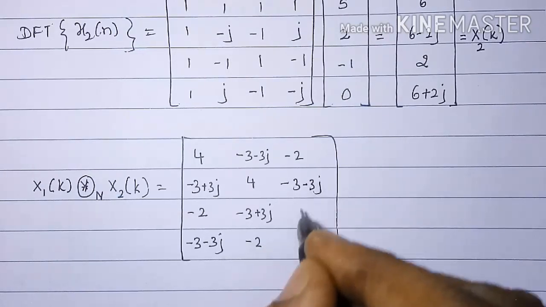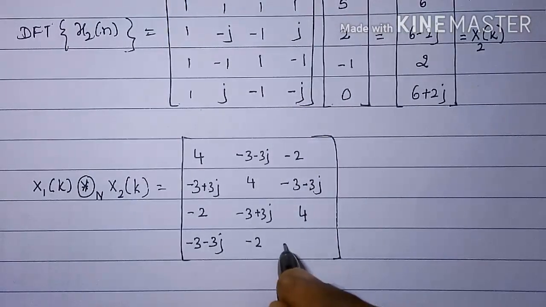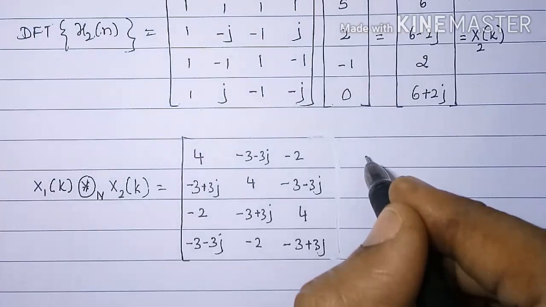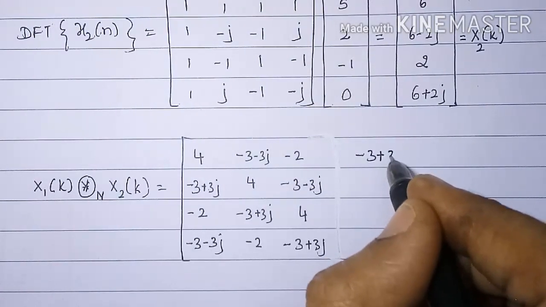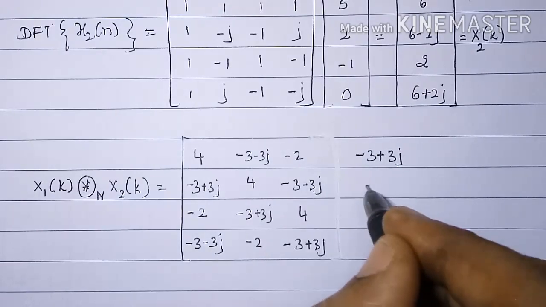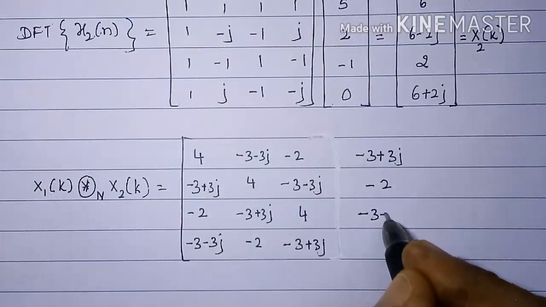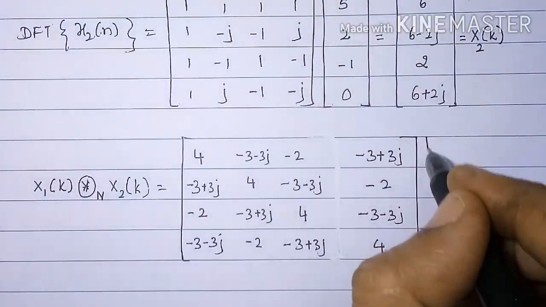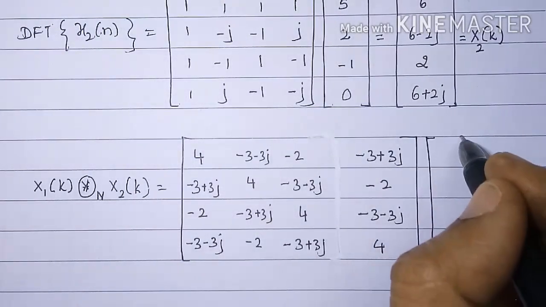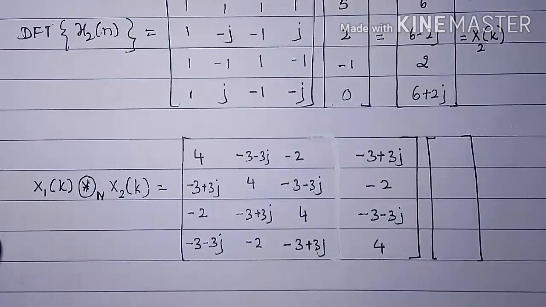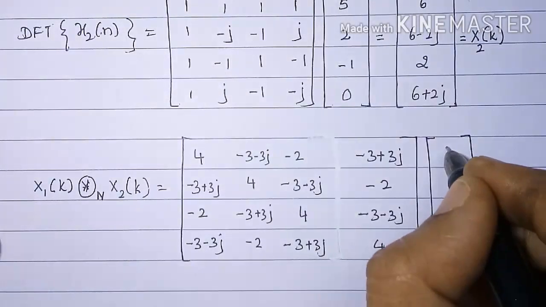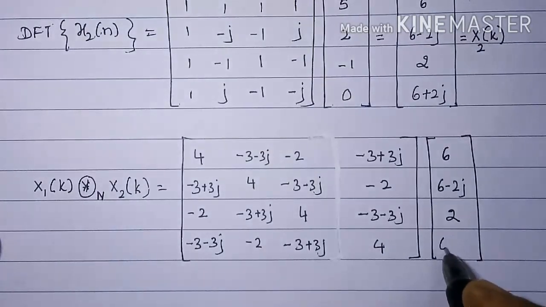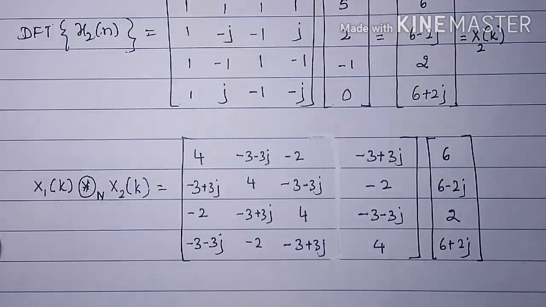Minus 3 minus 3j, 4, minus 3 plus 3j. Minus 3 plus 3j, minus 2, minus 3 minus 3j, 4. And the second sequence will keep as it is. That is 6, 6 minus 2j, 2 and 6 plus 2j.